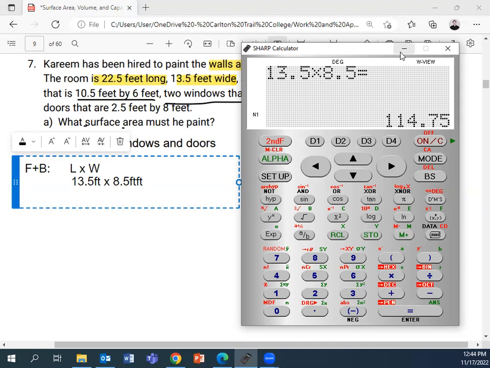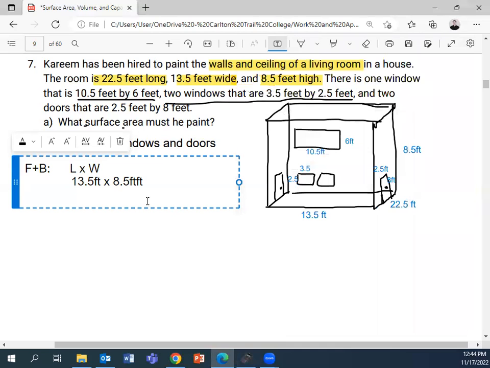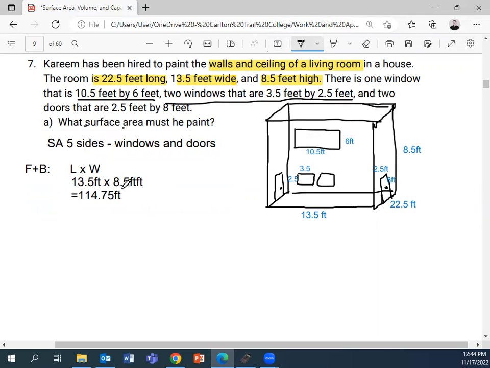Superb. So it's 114.75 what? So it's 114.75. I times these out. What does that give me? Gives me 114.75. What's at the end? Feet squared, right? Okay, cool. So I now have the area of the front and the back.